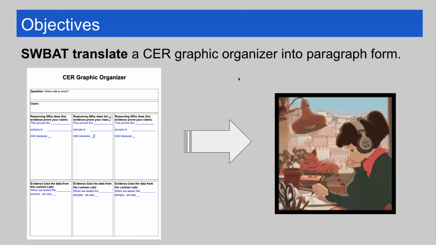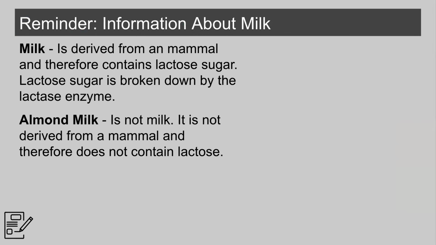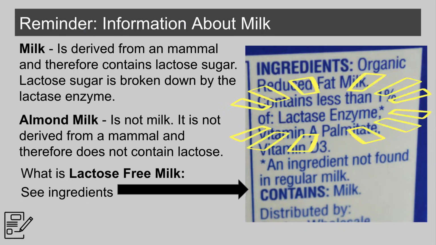All right. Today, our objective, you will be able to translate a CER graphic organizer into paragraph form. And just a quick reminder about milk. Milk is derived from a mammal, sorry, and therefore it contains lactose sugar. Lactose sugar is broken down by the lactase enzyme. Almond milk is not milk. It is not derived from a mammal and therefore does not contain lactose. What is lactose-free milk? Well, lactose-free milk is regular milk with a lactase enzyme added into it already.